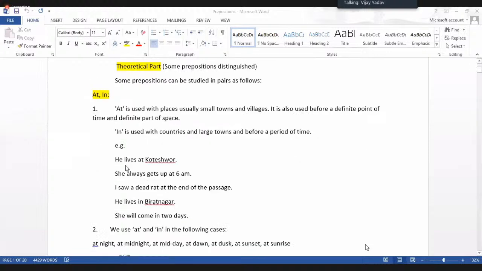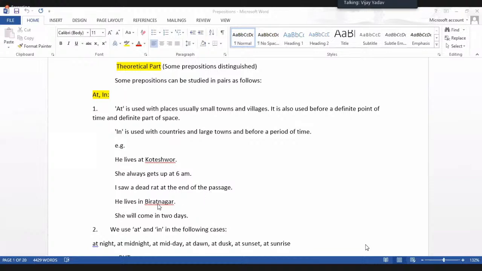So here you have the example, he lives at Koteshwar. Koteshwar is a small area, a small place. So that's why at. She always gets up at 6 a.m. At 6 a.m., a definite point of time. That's why at. I saw a dead rat at the end of the passage. So at the end of the passage, this is a definite part of space. So that's why here at, isn't it?